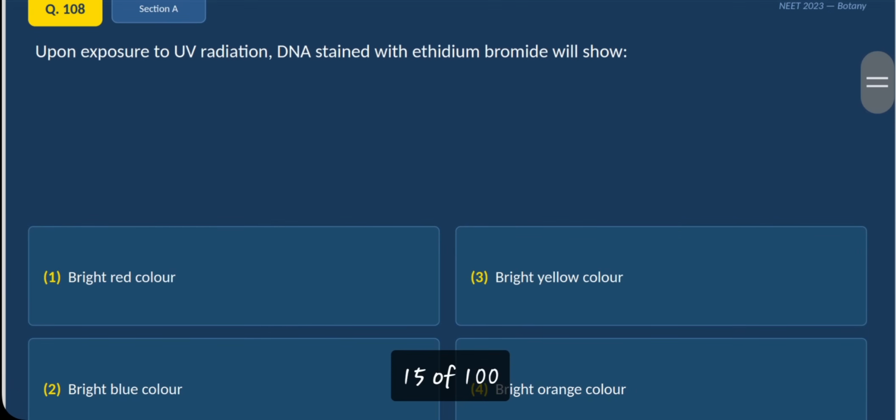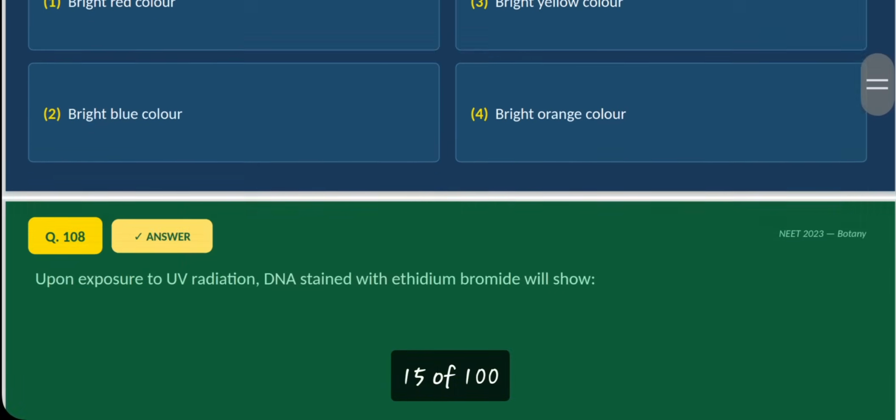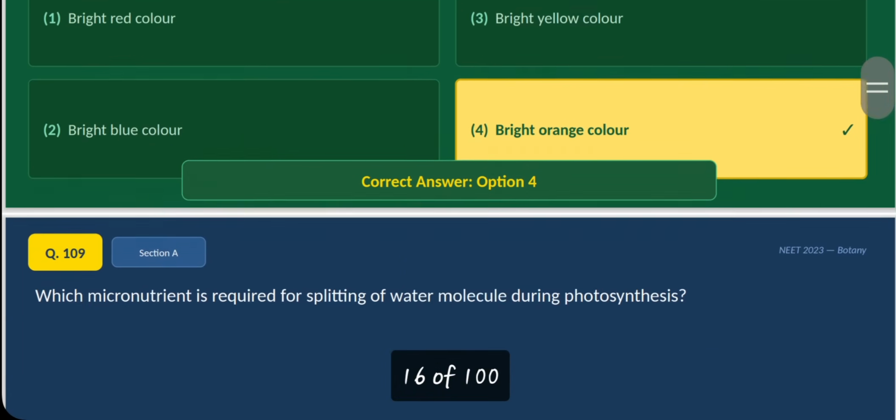Upon exposure to UV radiation, DNA stained with ethidium bromide will show what color? Bright red color, bright yellow color, bright blue color, bright orange color. Fourth option, bright orange color, is the correct answer.